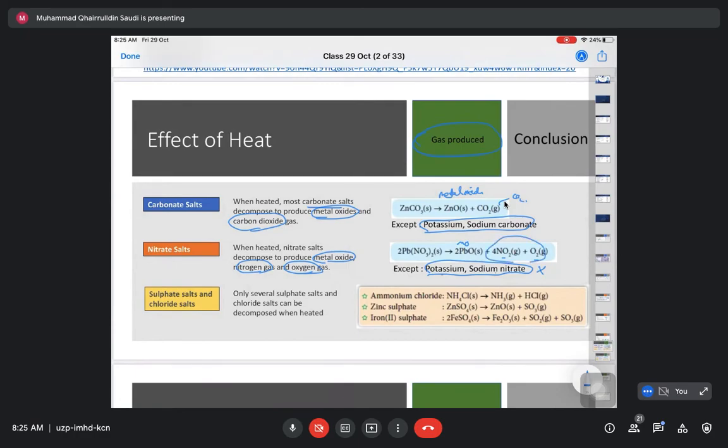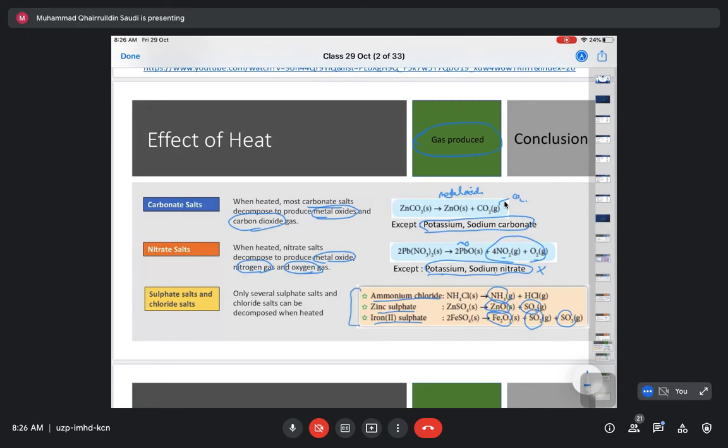Okay. Sulfate salt dengan chloride salt. Okay, sulfate dengan chloride salt tak semua boleh decompose. Ada sikit je yang boleh decompose. Okay. So kalau ammonium chloride, kalau kita heatkan dia, dia akan produce ammonia gas. Kalau kita heatkan zinc sulfate, kita akan dapat metal oxide dengan sulfur trioxide. Kalau kita heatkan iron(II) sulfate, kita akan dapat iron(III) oxide, sulfur dioxide dengan sulfur trioxide. Okay, ini special case lah.